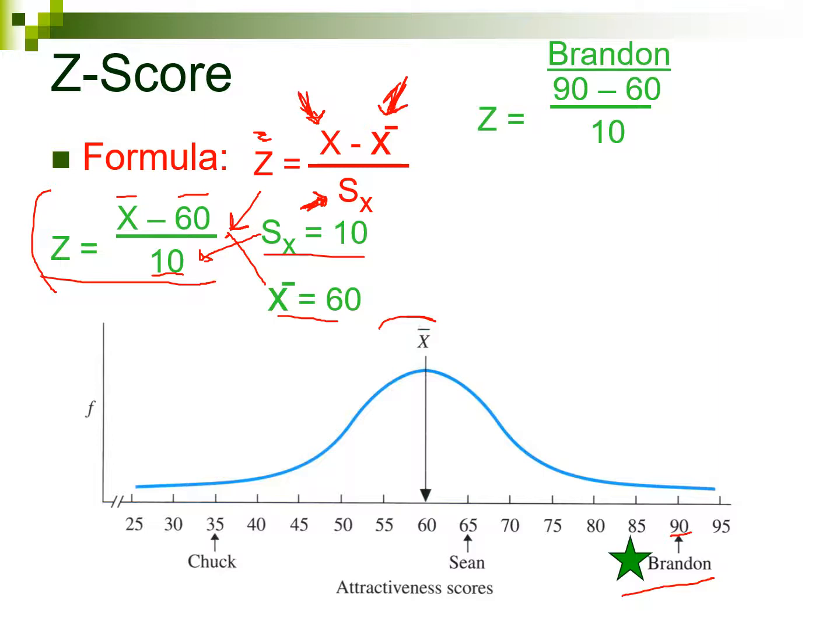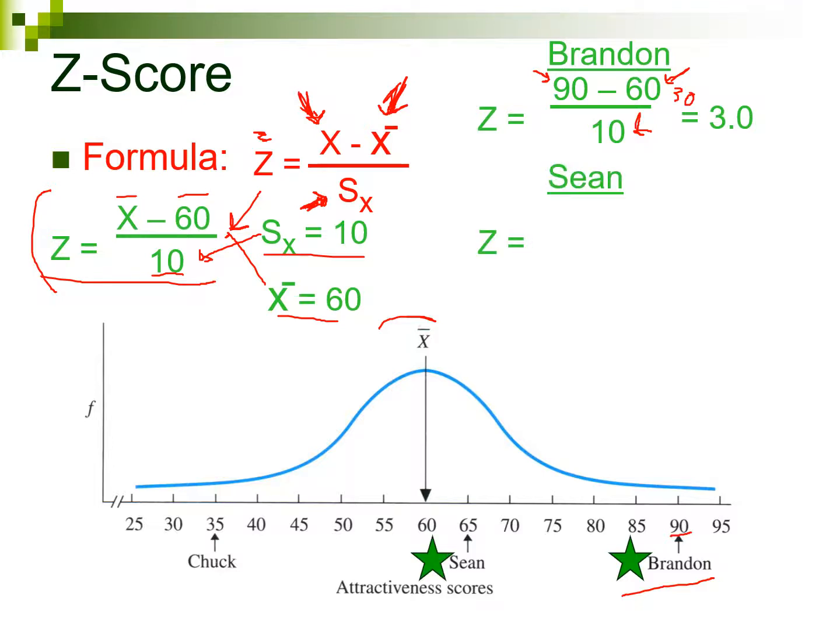If we did that, it would look like this. 90, his raw score, minus 60, the sample mean, divided by 10, the standard deviation. Again, you have to do it in exactly that order. Any other order, you're going to get it wrong. So 90 minus 60 gives us 30. And then 30 divided by 10 is going to give us 3. So Braden's z-score is 3.